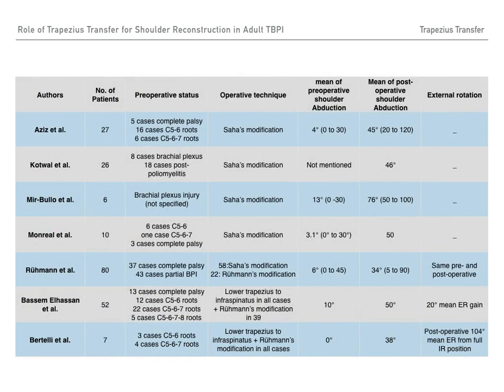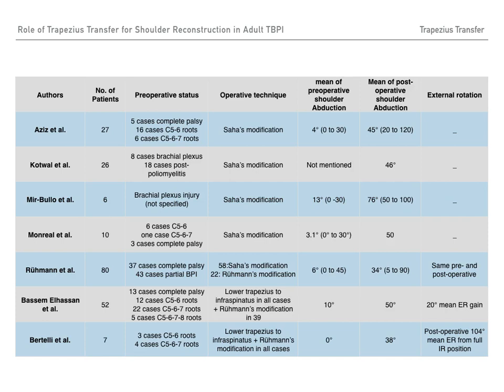This table is summarizing the results of trapezius transfer as reported in the literature. This study included 27 patients, 5 of them were complete brachial plexus palsy, 16 were upper trunk palsy, and 6 were upper and middle trunk palsy. He used Saha's technique. The mean preoperative shoulder abduction was 4 degrees. The mean postoperative shoulder abduction was 45 degrees.